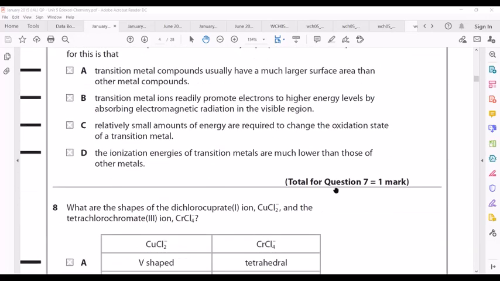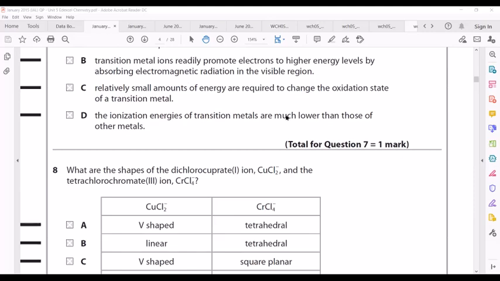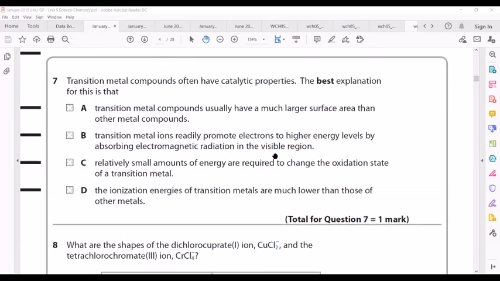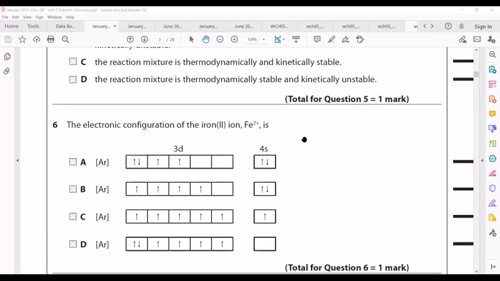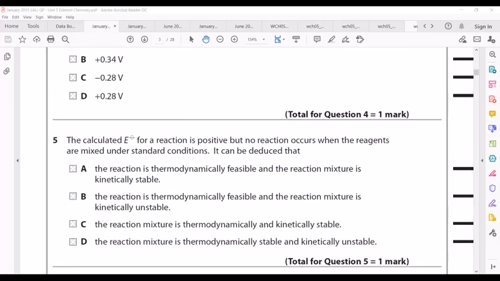Then here we have: the electrode potential of a cell is directly proportional to entropy, and it is directly proportional to ln K. So a higher electrode potential means greater entropy.